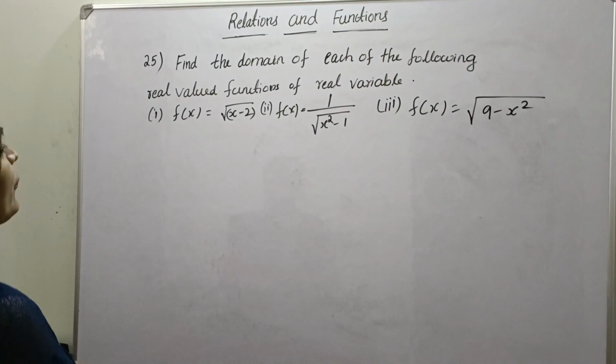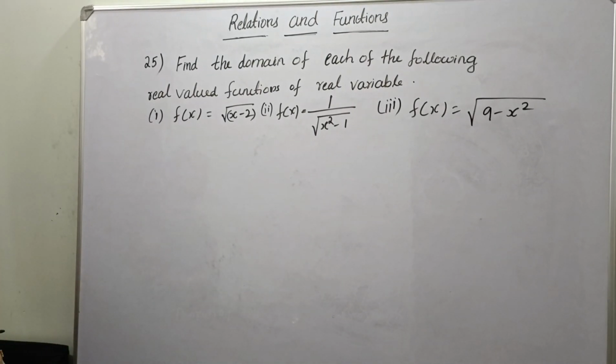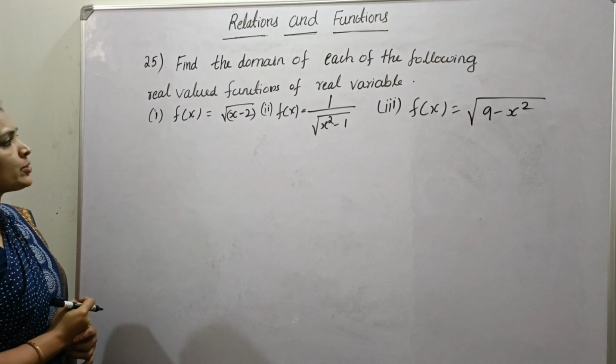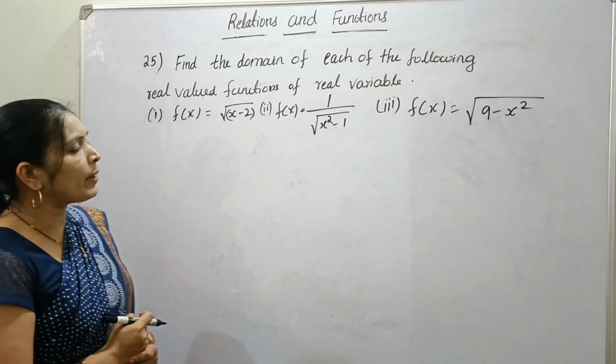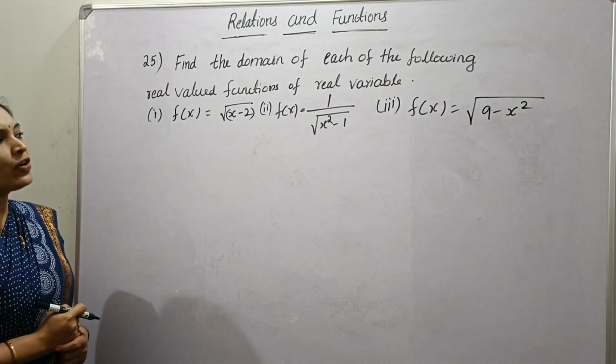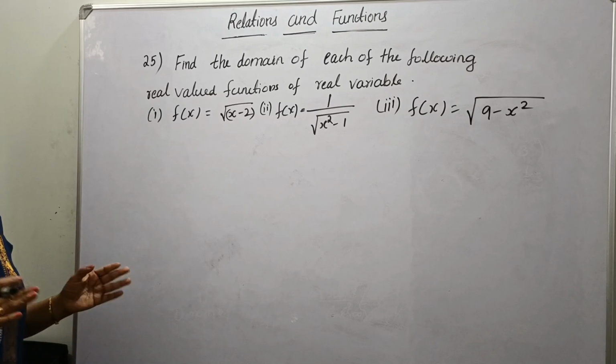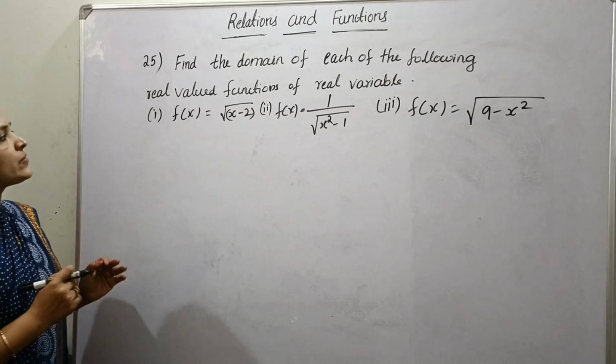Find the domain of each of the following real valued functions of real variable. First one, f of x is equal to square root of x minus 2, f of x is equal to 1 by root of x square minus 1, f of x is equal to square root of 9 minus x square. So here also we have to find the domain of each of these functions.